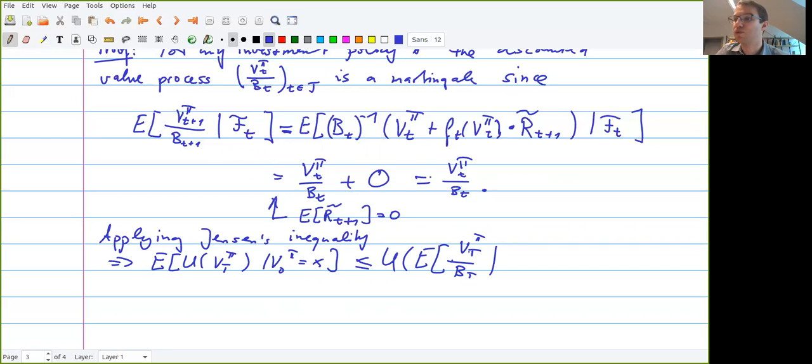Now I want to have my discounted value process in there, so I divide by B_t, then I multiply it with B_t, and this is now a martingale, so this is just x0. So I have here x0 multiplied with B_t.